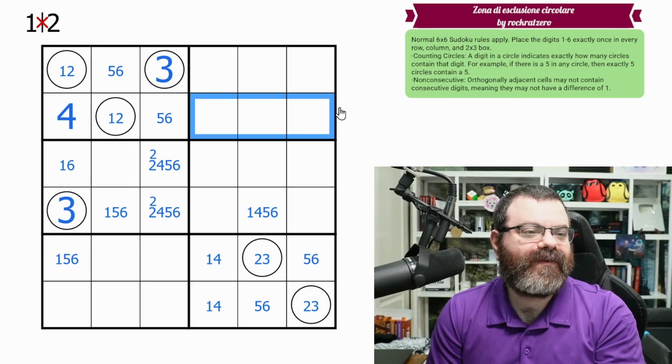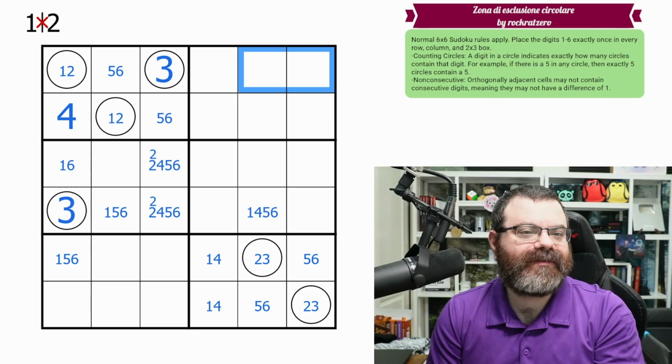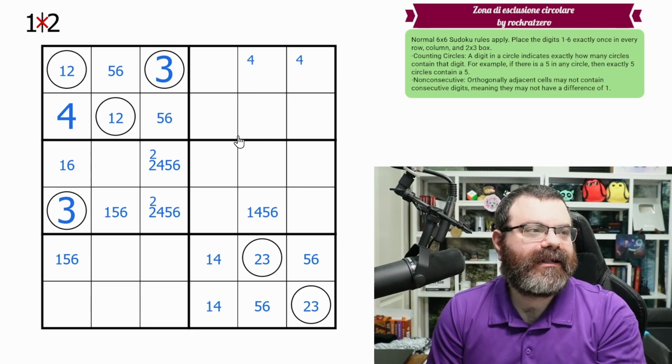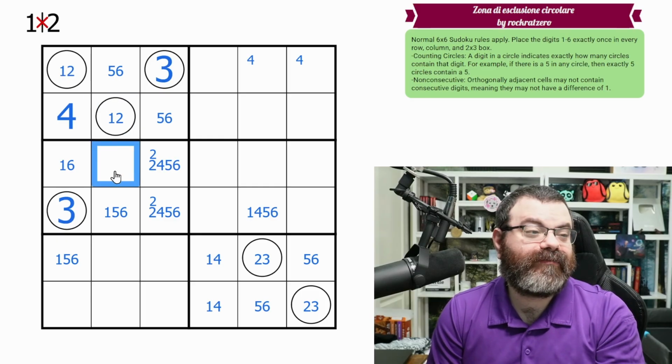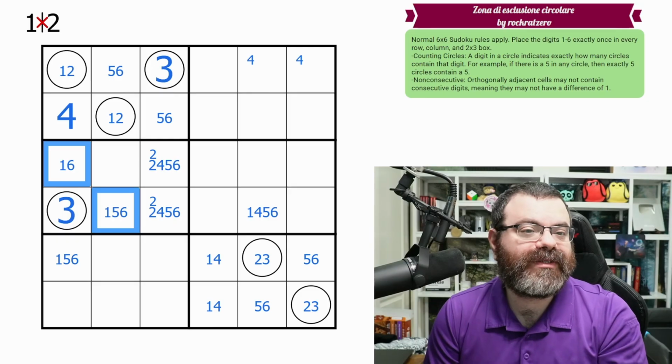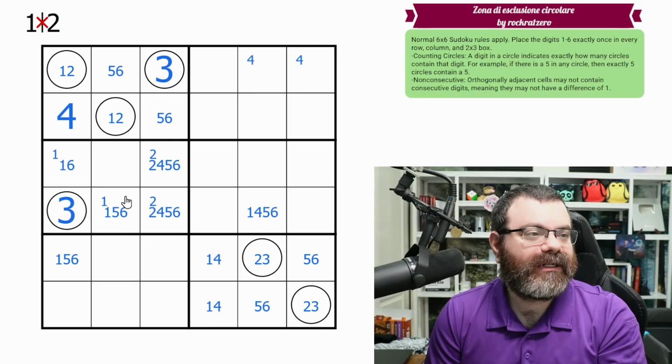Okay, so we're going to need a 4 over here, and it's not next to the 3, so the 4 ends up over here. This one, too, eliminates 1 and 2 from this cell. We didn't know it couldn't be 1, so 1's in one of these two now. Now we do know it can't be 1. So it can't be 1, 2, or 3, so it is from 4, 5, 6.